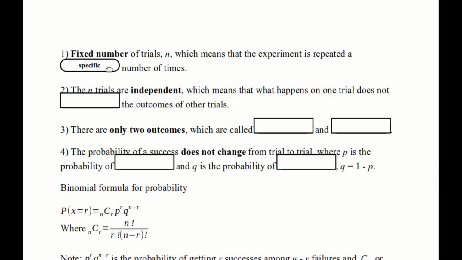Now the reason for this is simple. If you simply allow n to get larger and larger until you get the result you want, or until you get closer to the result you want, you're kind of cheating. You need to fix the number of trials to begin with. The next requirement is that the n trials are independent, which means that what happens in one trial does not influence the outcomes of the other trials.